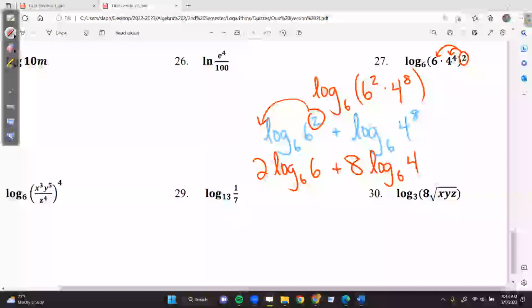What is this? What's the green box equal? 1. It's another redundant log. So I just get 2 plus 8 log base 6 of 4. Okay.